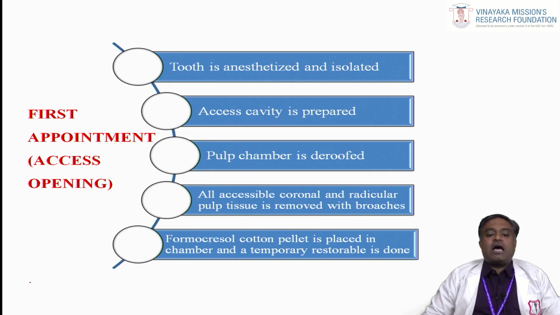In the first visit, the access opening: the tooth is anesthetized and isolated. Access cavity opening should be done, the pulp chamber should be deroofed, and all accessible coronal and radicular pulp tissue is removed using broaches. If it is an anterior tooth this is done, but you shouldn't use broaches in a posterior tooth. Why? Because there will be curved roots in the molars. If you use the broaches, there might be chances of ledge formation, so your obturation won't be nice after finishing your pulpectomy. After that a Cresatin cotton pellet is placed in the chamber, and the temporary restoration should be done. This is the procedure you have to do in the first appointment.